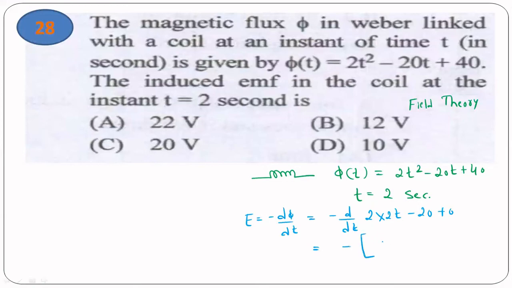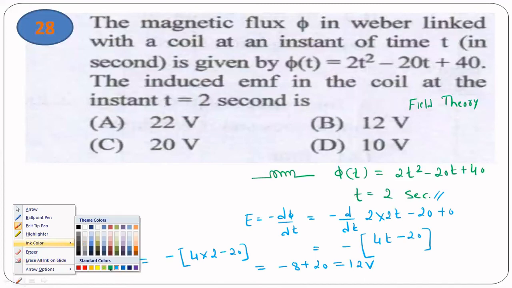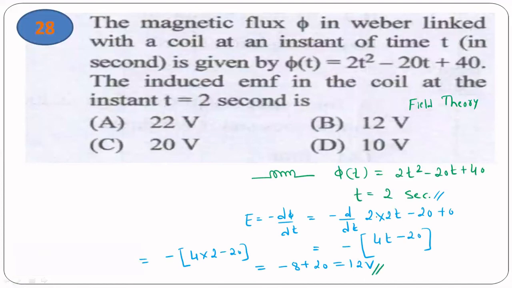Solution for this will be what? Minus 4t minus 20. Since t is already mentioned as 2 seconds, the solution will be what? Minus 4 into 2 minus 20. It will be equal to minus 8 plus 20, which is equal to 12 volts. Okay, 12 volts is the required answer. 12 volts, option B.